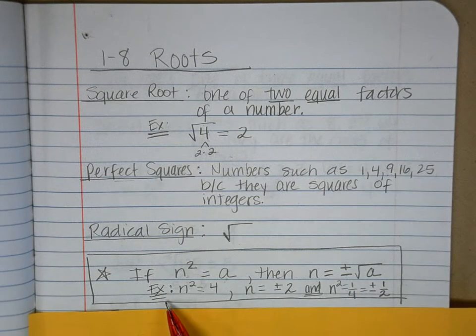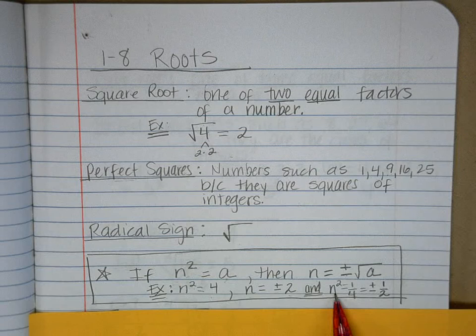So an example. Oh, and actually if you took Advanced Math 7, you saw plus or minus. Yeah? Quadratic equation. So an example here, we have n squared equals 4, n equals plus or minus 2. And it works for fractions too, so I wanted to show you that if you have n squared equals 1/4, that answer is plus or minus 1/2.